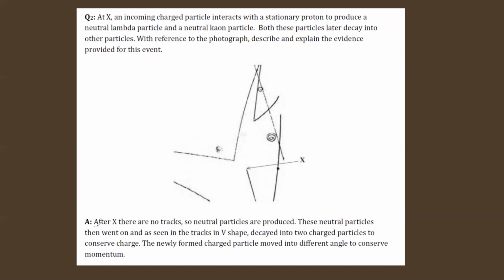So why? Because after x you don't see a path. If you don't see the path, it means there are neutral particles. The neutral particles went on and later we see a path. So why do we see the path? It shows that the neutral particle decayed. These neutral particles went on and we see a track in a V shape, decaying into two charged particles, to conserve the charge, and the newly formed charged particles move at different angles to conserve the momentum.